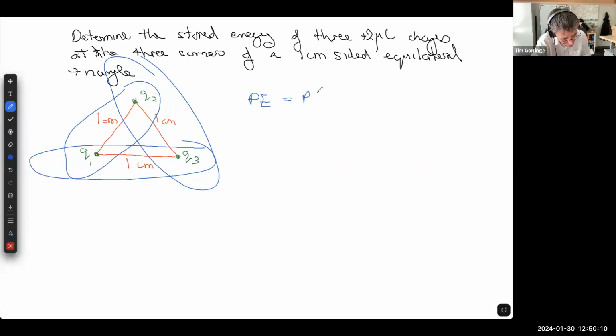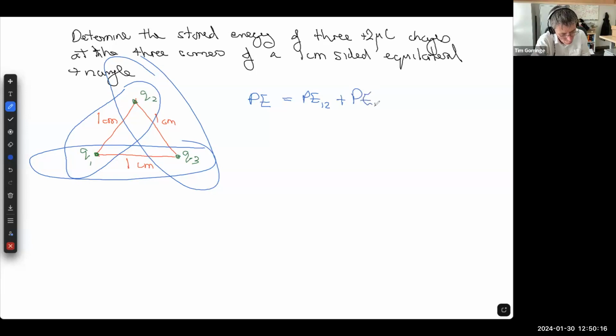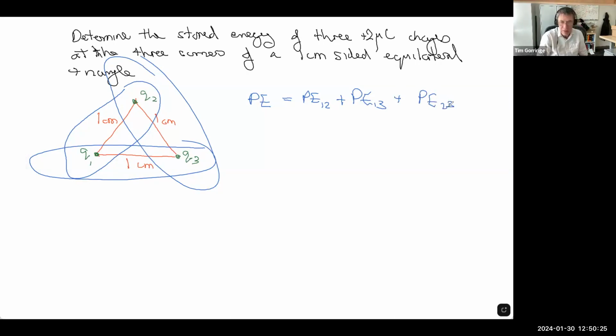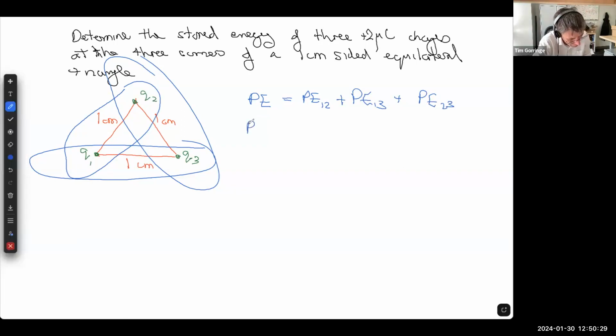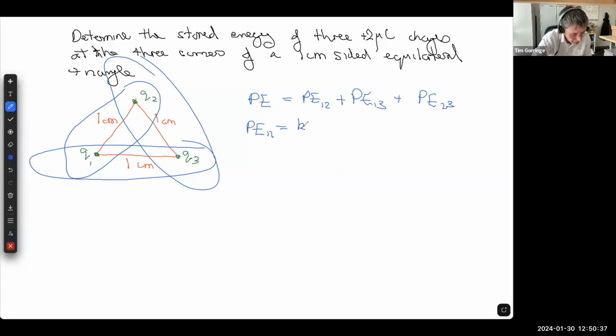I'm going to label them as potential energy 1,2 between charges 1 and 2, potential energy 1,3 between charge 1 and charge 3, and potential energy, what's the remaining one? It's 2,3 between charges 2 and 3. We just got to evaluate those three contributions. So, for example, for potential energy 1,2, we said the rule is for a pair of charges, and there are three pairs that we're going to work out here.